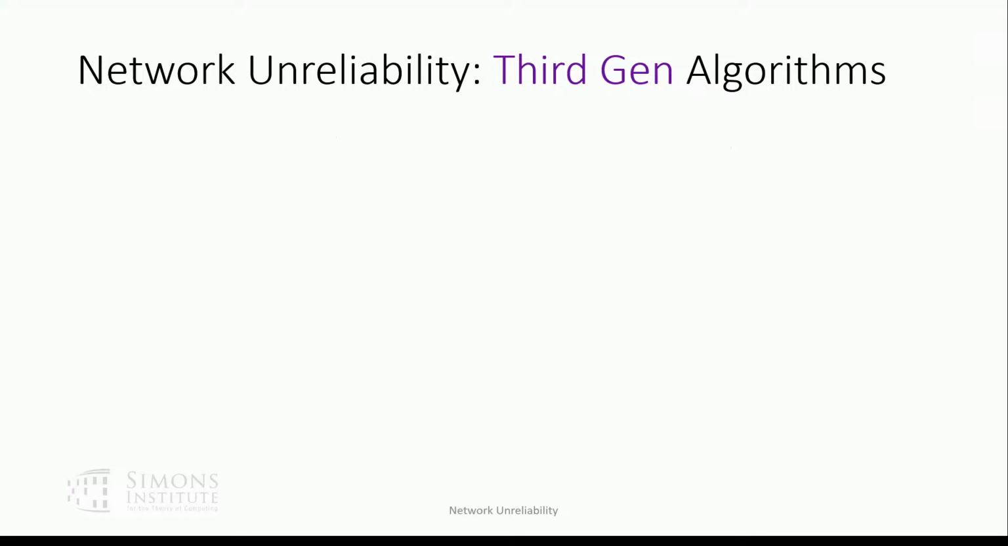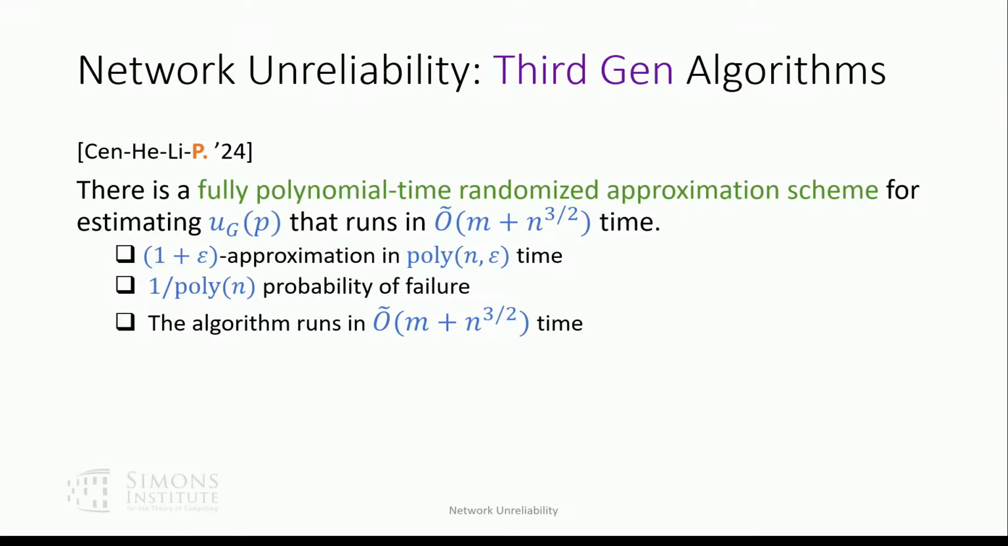Okay, so that now leads me to talk about the third generation of algorithms and our new result. This breaks through the quadratic barrier, and it's exactly the same trade-offs, except that we now have a running time that's n to the 3 halves. So we are no longer bound by the n squared barrier. Questions again about the statement of the result?